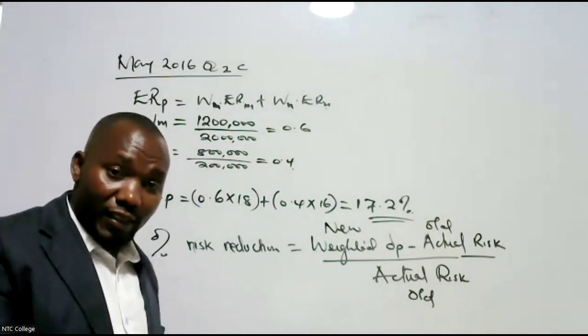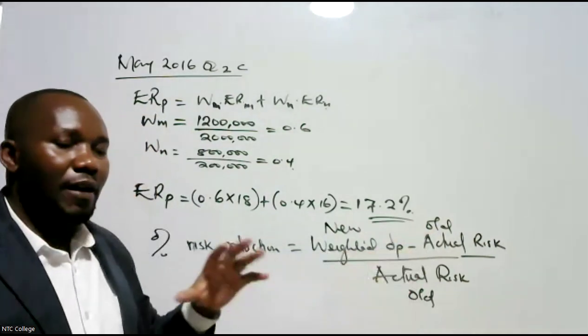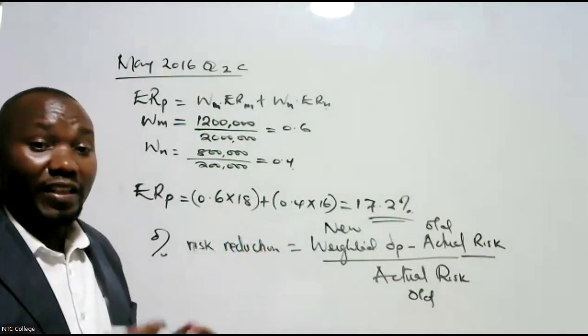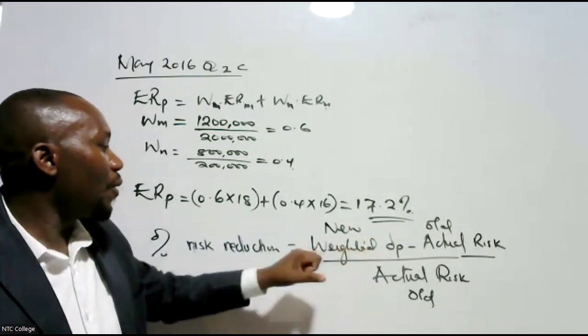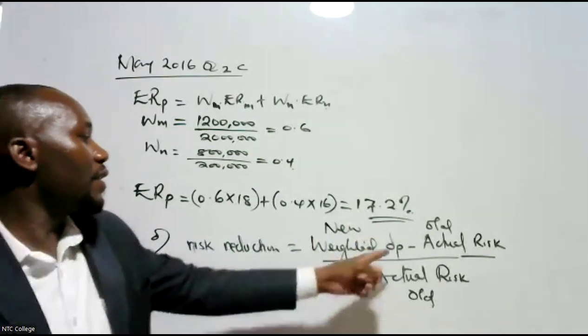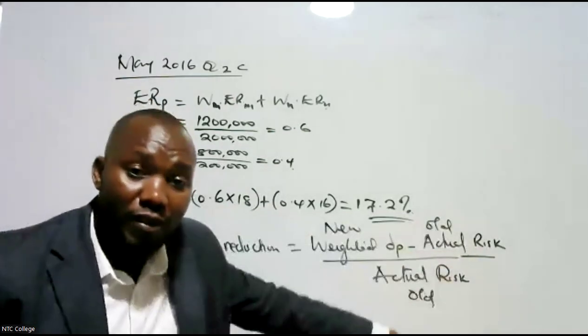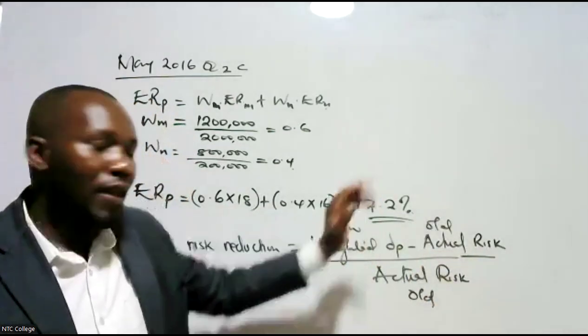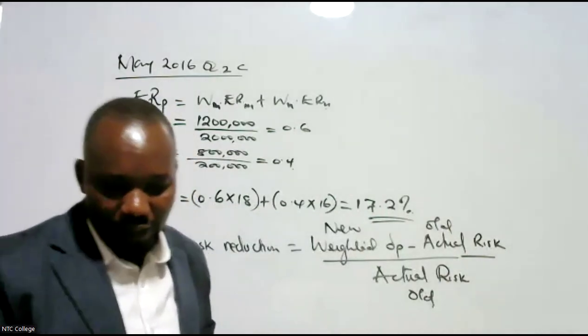Initially, there was the risk that was there, which is the old risk. But now, after forming a portfolio, which it happens that they're the same, we have now gotten a new one. So we want to see the new risk minus the old risk all over old risk. What is the percentage change? Is it going to reduce or is it going to increase? So that is the percentage risk reduction.